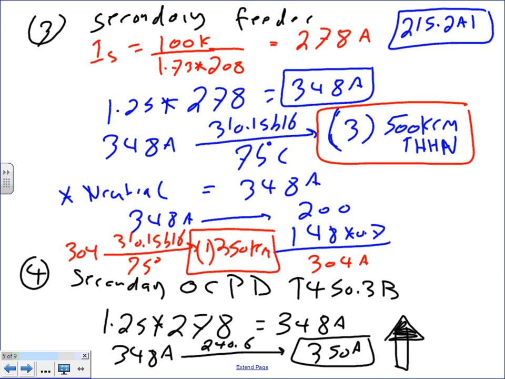We're going to go do the bonding jumper and the grounding electrode conductor quick, and then we give you a break. Let me give you a thumbs up when you guys are done. Done with that? No? Did you make math mistakes? Anybody checked?